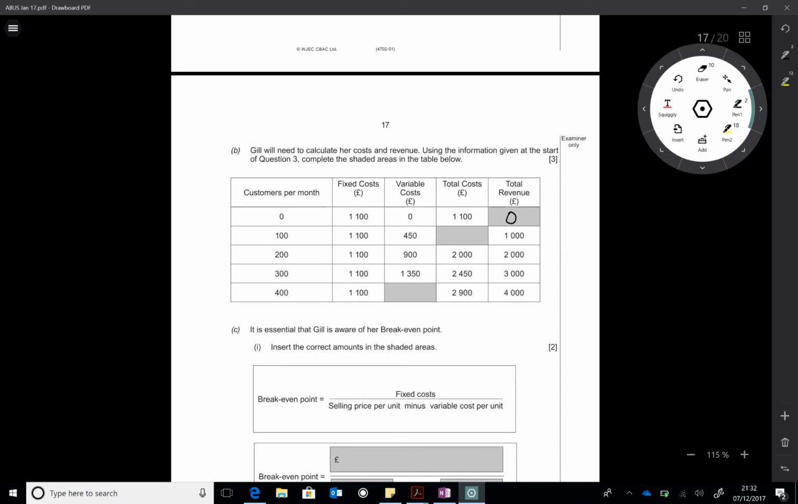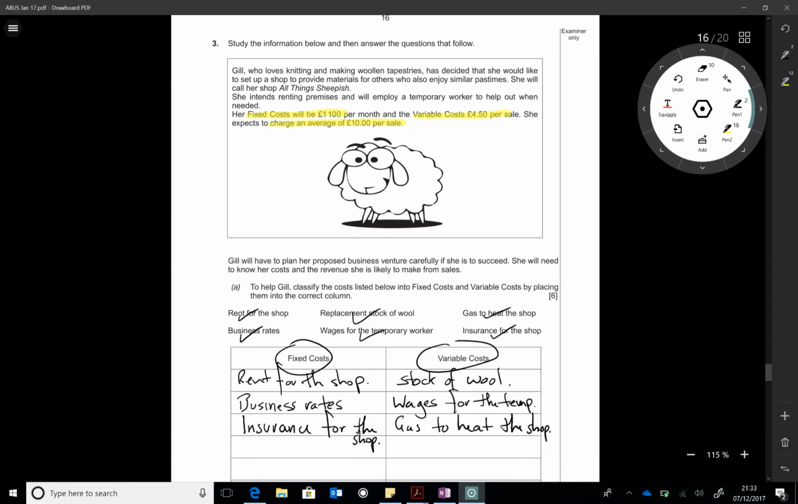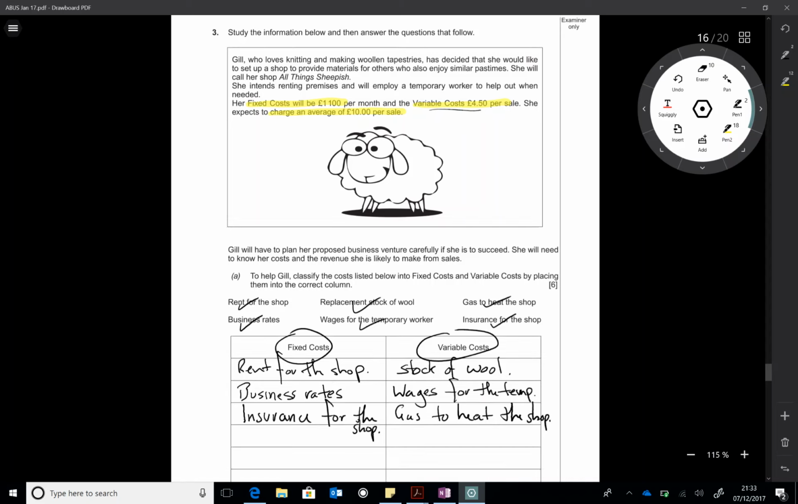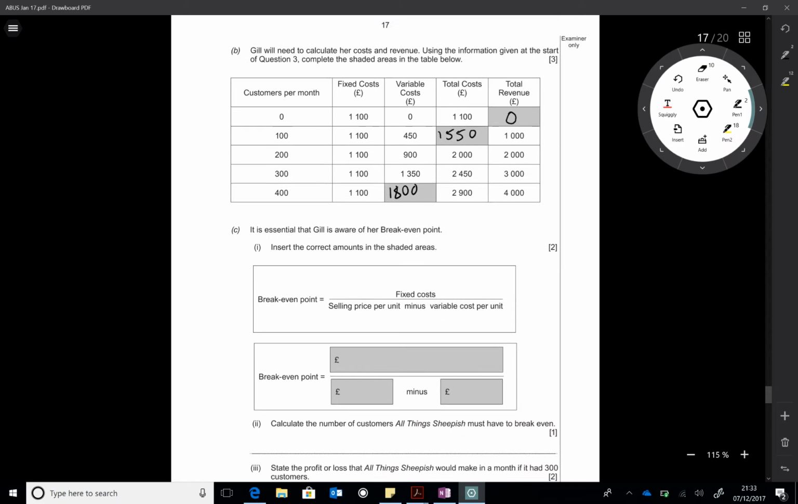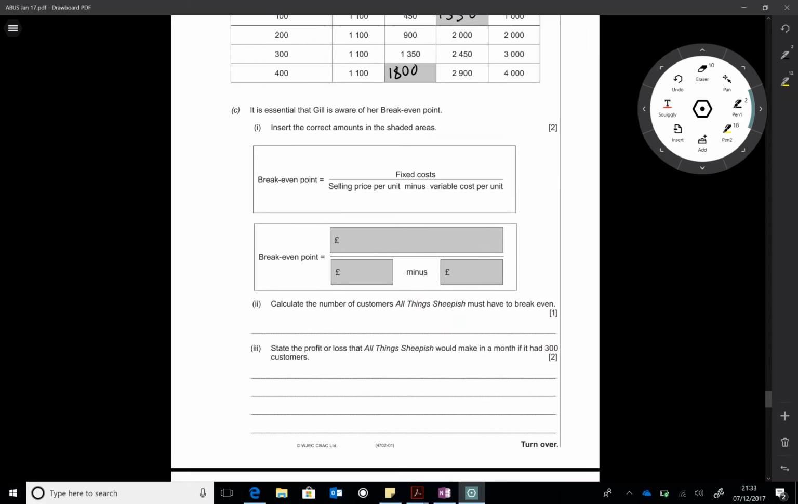We then look at our total costs, and this is just adding together our fixed and our variable costs. For this example, we have a total of £1,550. To get our third mark on the table, we are looking at our variable costs. Again, we need some information from the text: our variable costs are £4.50 per sale. If we do £4.50 times 400, it should come up with a total of £1,800. Again, a very simple 3 marks that I expect you all to be achieving.